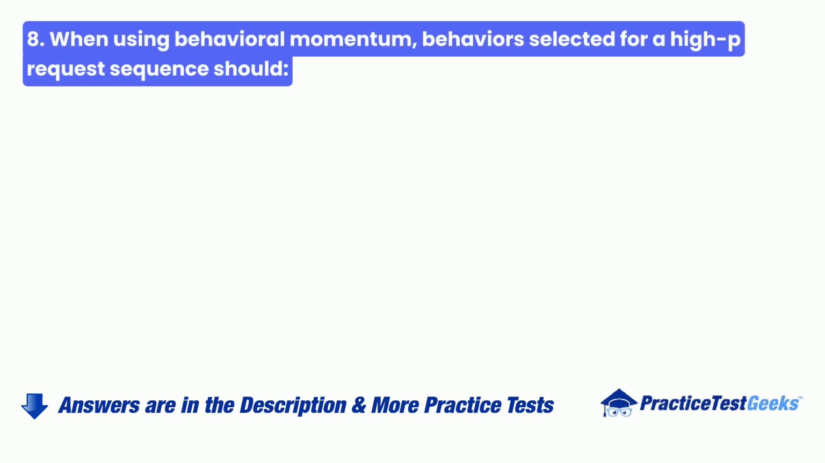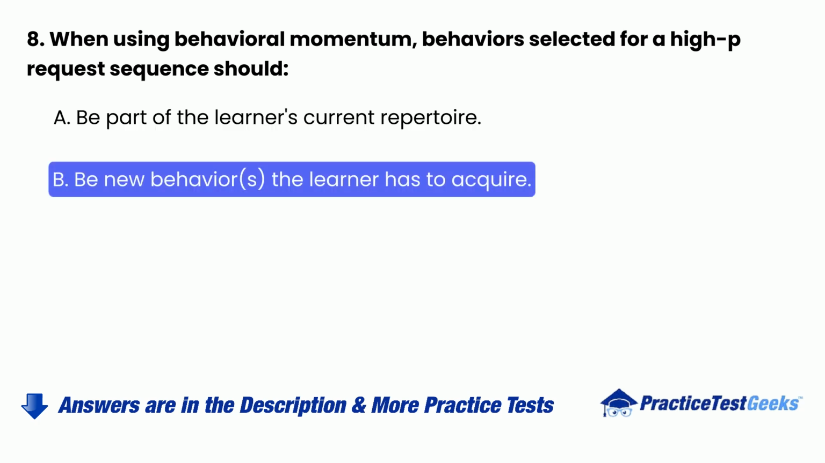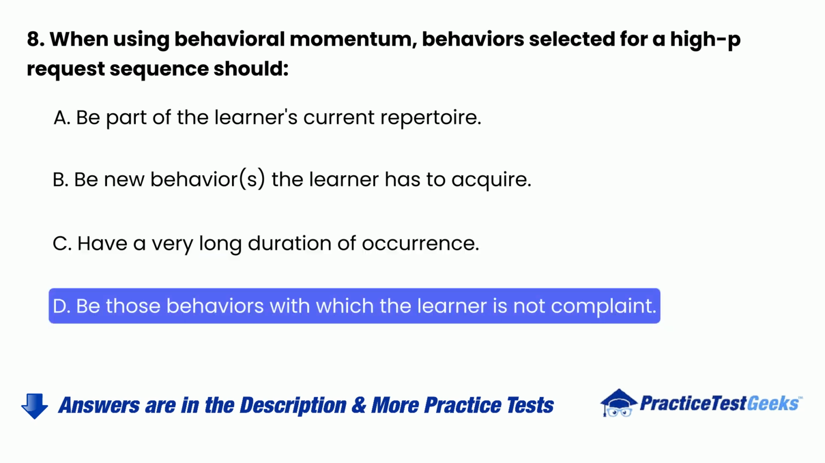8. When using behavioral momentum, behaviors selected for a high-P request sequence should A. Be part of the learner's current repertoire. B. Be new behavior or behaviors the learner has to acquire. C. Have a very long duration of occurrence. D. Be those behaviors with which the learner is not compliant.